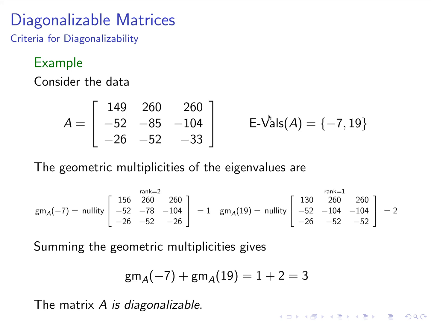So to summarize this example, we started with a 3 by 3 matrix. Someone gave us the 2 eigenvalues of this 3 by 3 matrix. We determined the geometric multiplicities of these 2 eigenvalues. When we added them together, we got the number 3. And since our matrix was 3 by 3, that tells us that this matrix is diagonalizable.